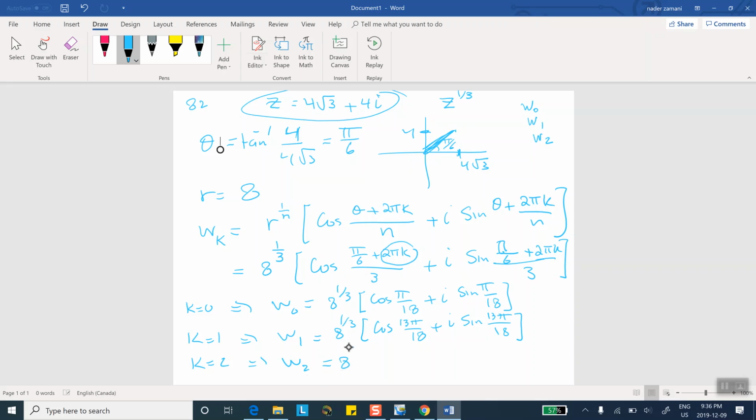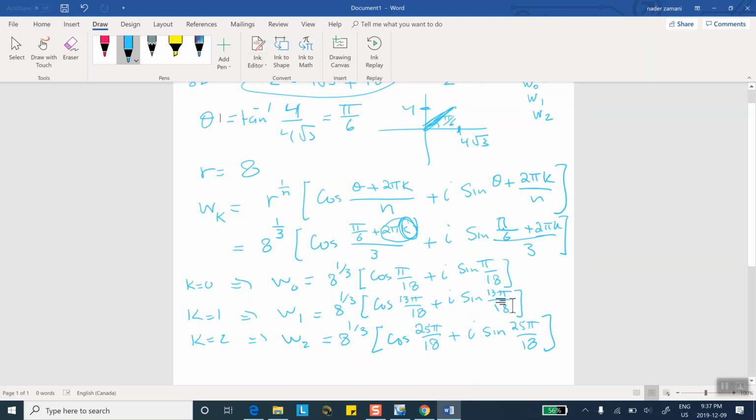W2, the third root, is 8 to the 1/3 cosine. If you set k equal to 2 here, it's going to give you 4 pi. 4 pi plus pi over 6 is going to be 25 pi over 18 plus i sine of 25 pi over 18. Bingo, that's it. You got the 3 roots.